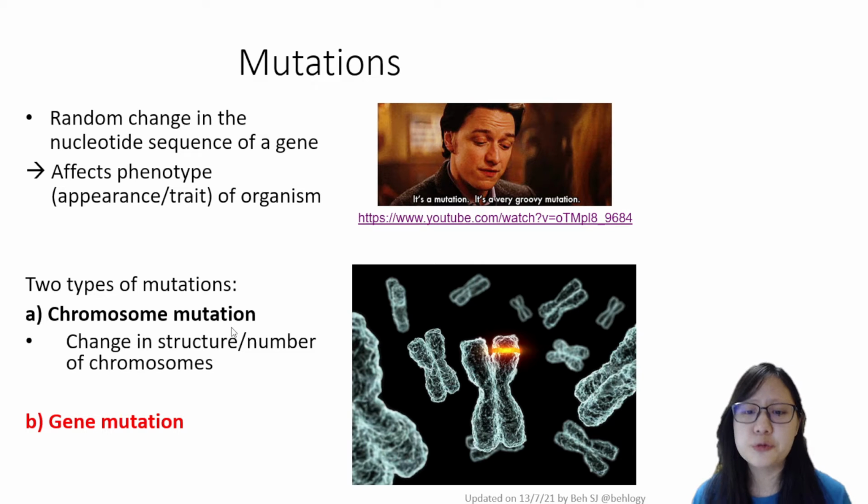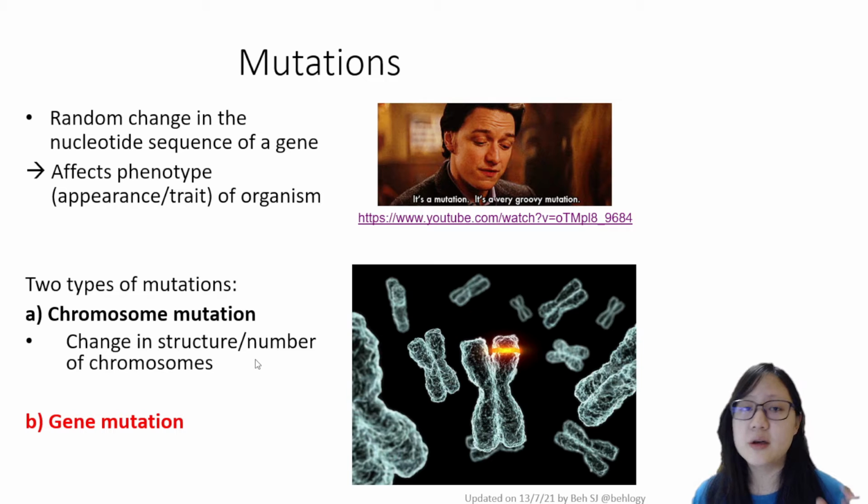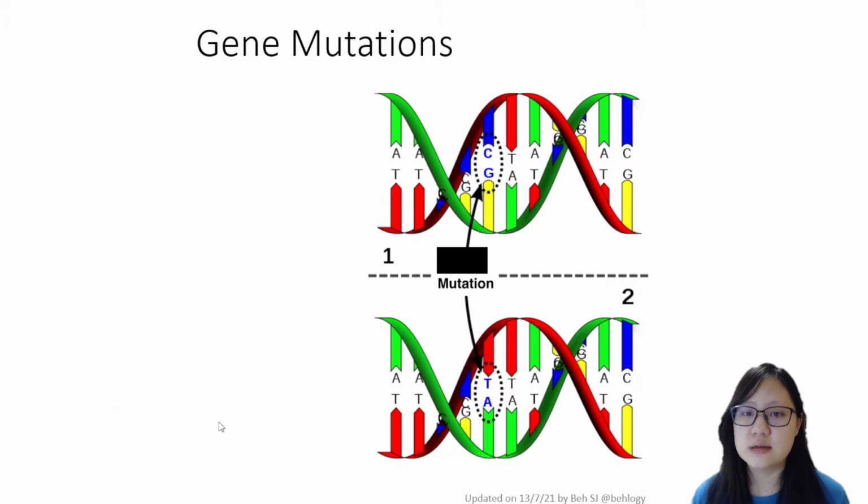Chromosomal mutation will affect the structure or the number of chromosomes, and actually, if you think about it, chromosomes code for many genes. So a change in structure would affect many genes. So it's a very large scale mutation here. It's very problematic. However, that's not the syllabus. We are mainly focusing on gene mutations. So mutations that only affect a single gene here.